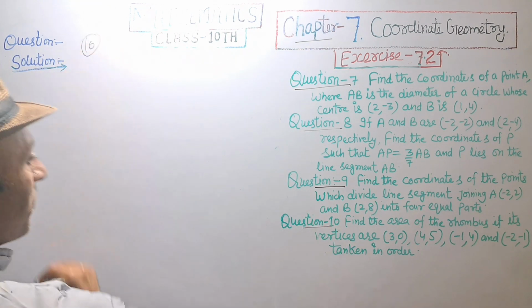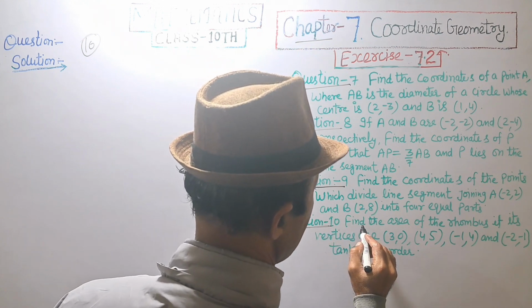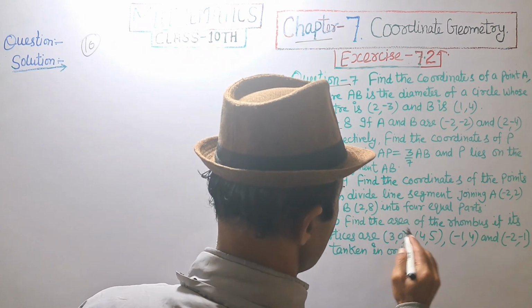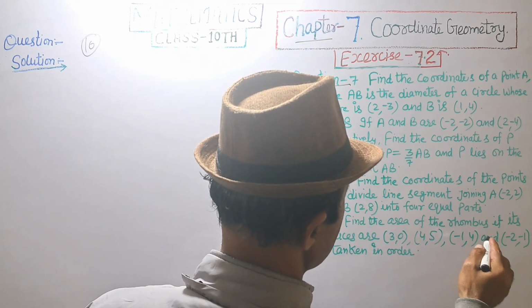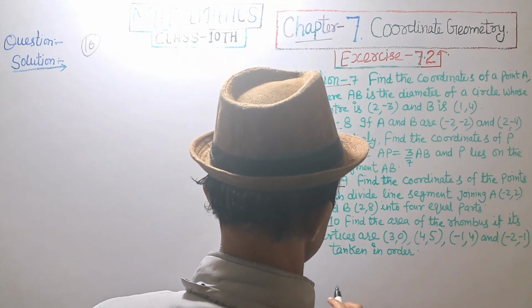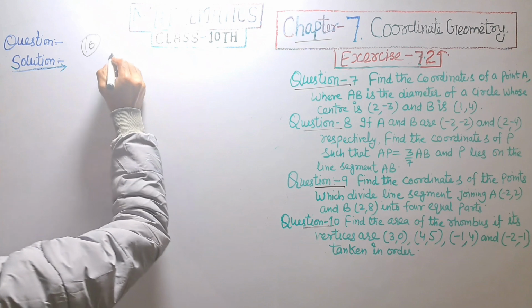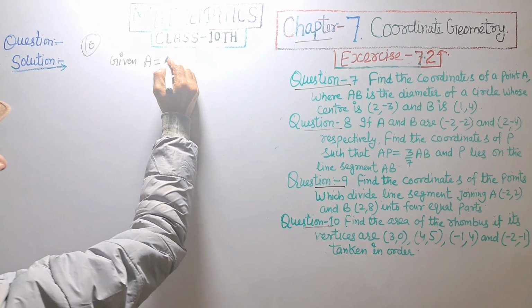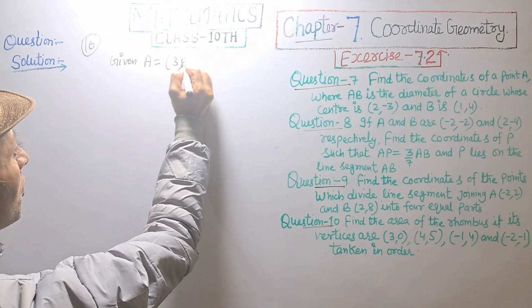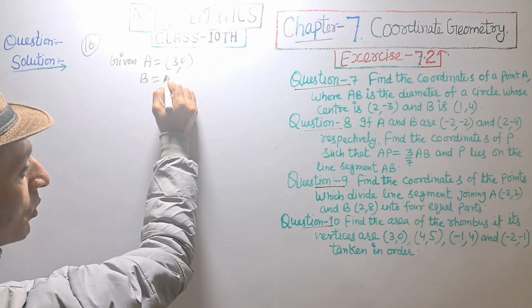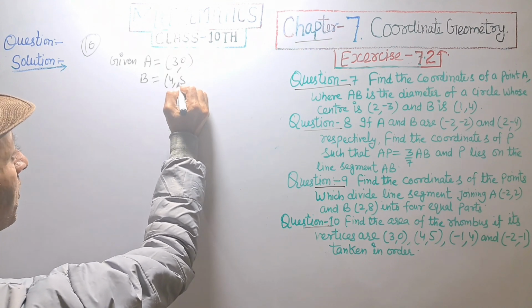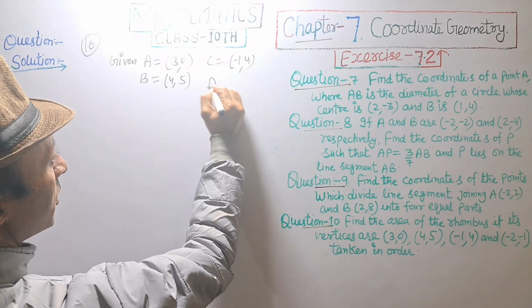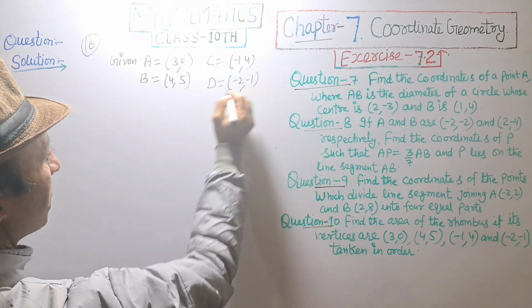Question 10. Find the area of the rhombus if its vertices are (3, 0), (4, 5), (-1, 4) and (-2, -1), taken in order. Given: A is (3, 0), B is (4, 5), C is (-1, 4), D is (-2, -1).